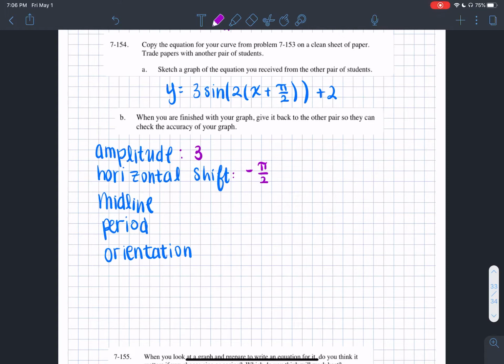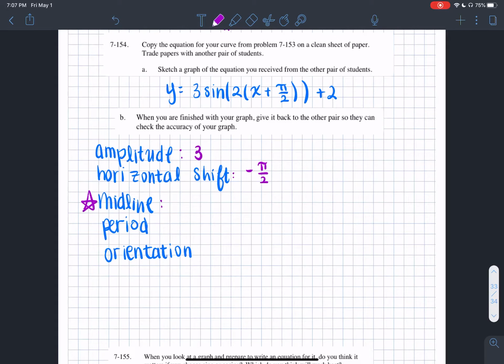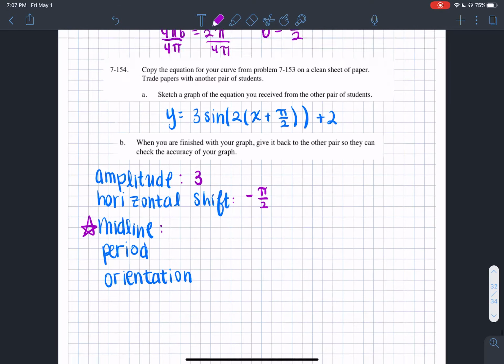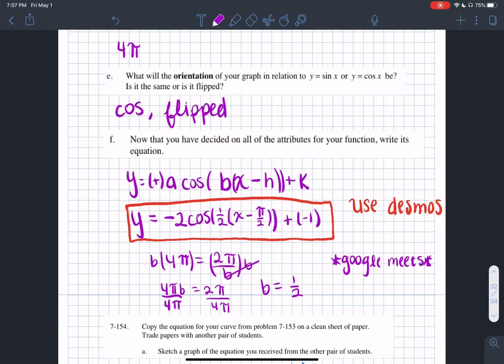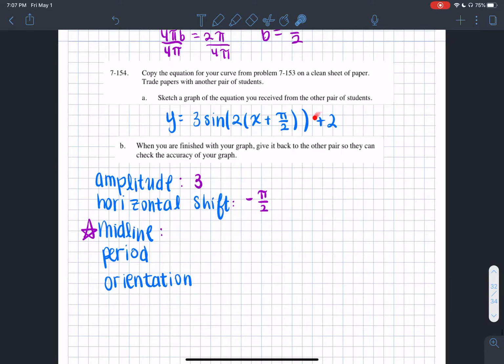Now that you've written down the amplitude and the horizontal shift, let's go ahead and write down your midline. You can look at your graph and see if you have it correct. Now that you've written down your midline, let's double check what it is. Last problem we saw that this k right here was our midline. In this case, our k is 2, so our midline is 2. Check that your graph has a midline of 2.